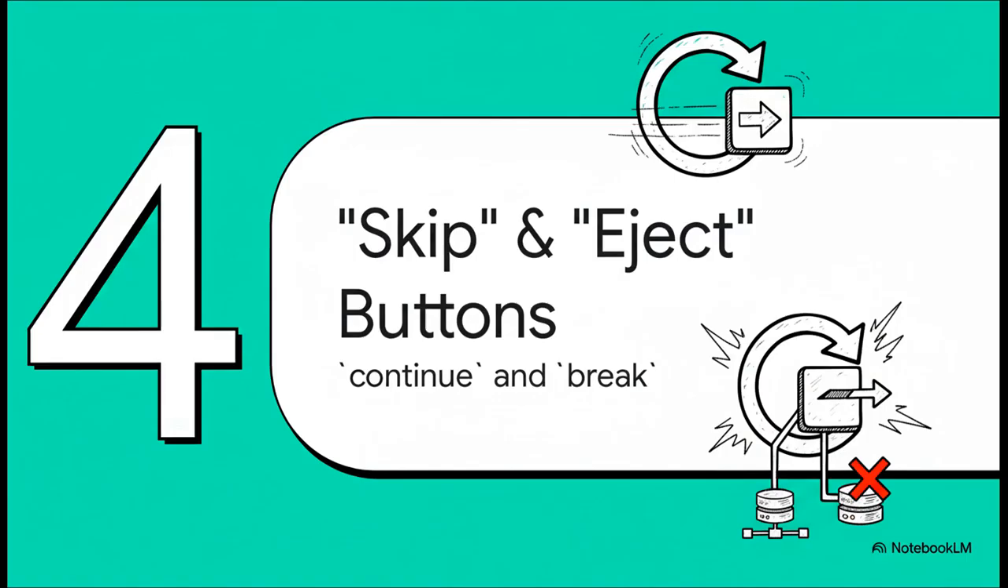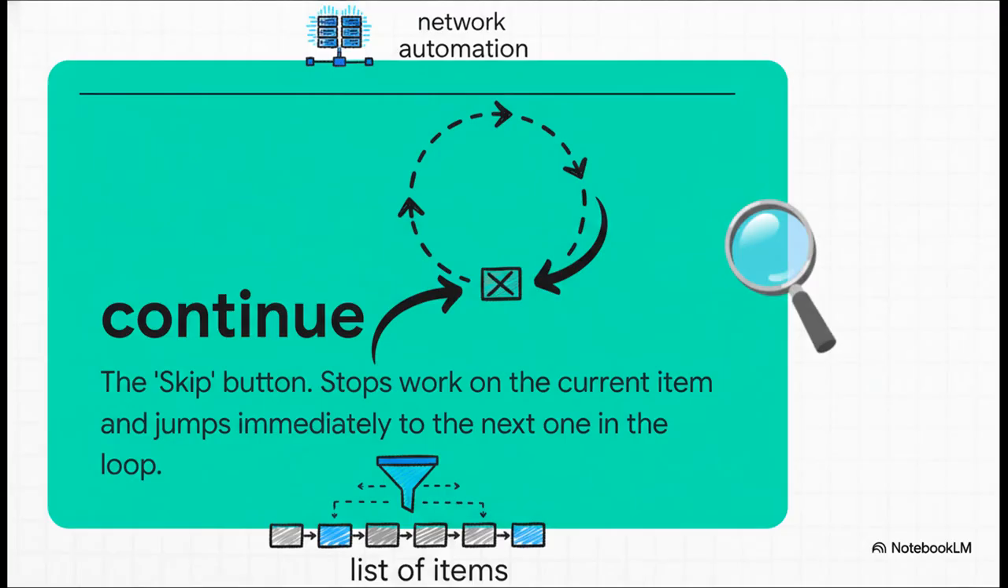Well, for that, we need two very cool new tools, what I like to call the skip button and the eject button. So first up, we've got the skip button. In Python, we call this continue. Picture this. Your script is looping through a list of items. When it hits the word continue, it immediately stops what it's doing with the current item and jumps right back to the top of the loop to grab the next one. It's perfect for filtering things out.